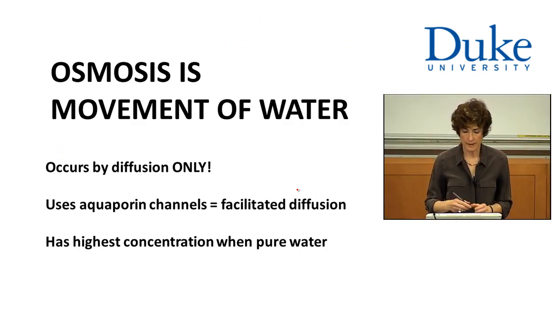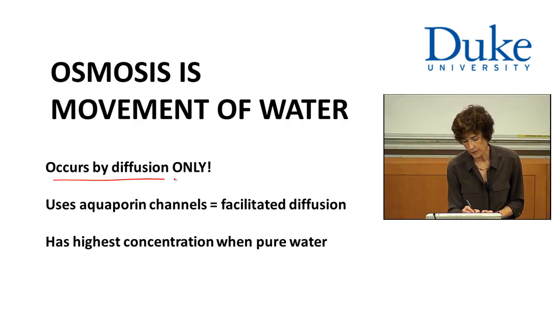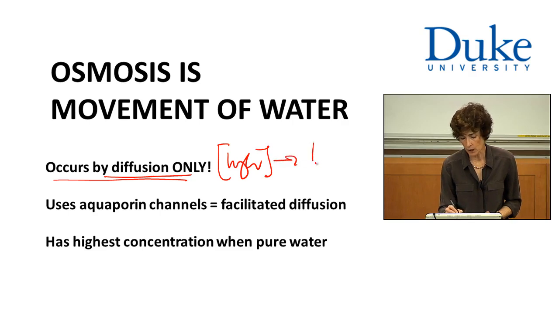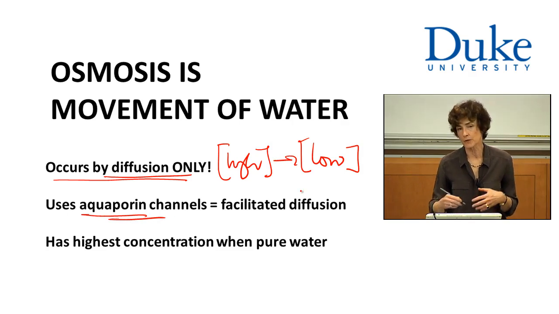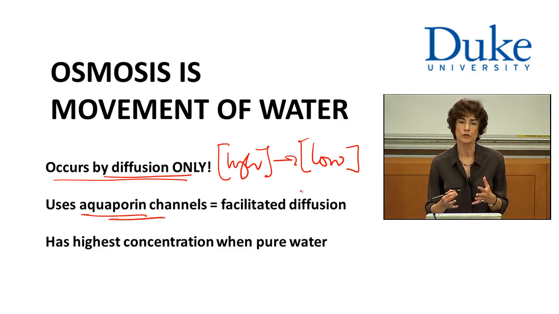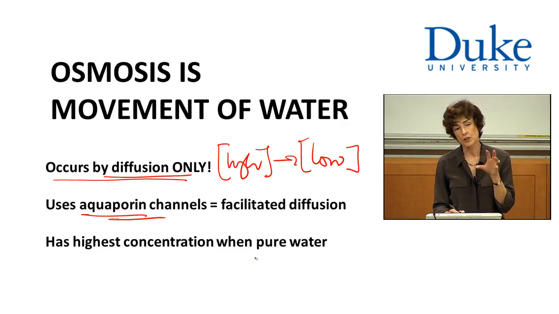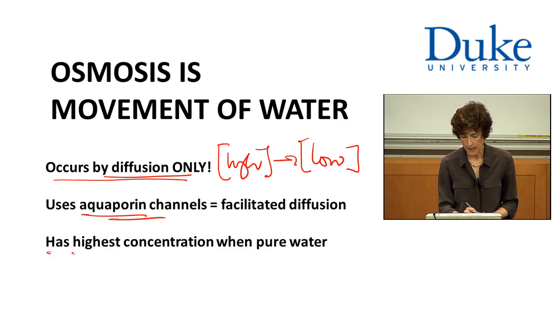So osmosis, then, is the movement of water. It occurs by diffusion only. So we're going from a high concentration of water to a low concentration of water. We use aquaporin channels, and this is facilitated diffusion, so that it moves very quickly when we have these aquaporin channels present. And the channels are not gated. The channels are always open, so we have a patent opening between the cells. And the highest concentration of water is pure water.